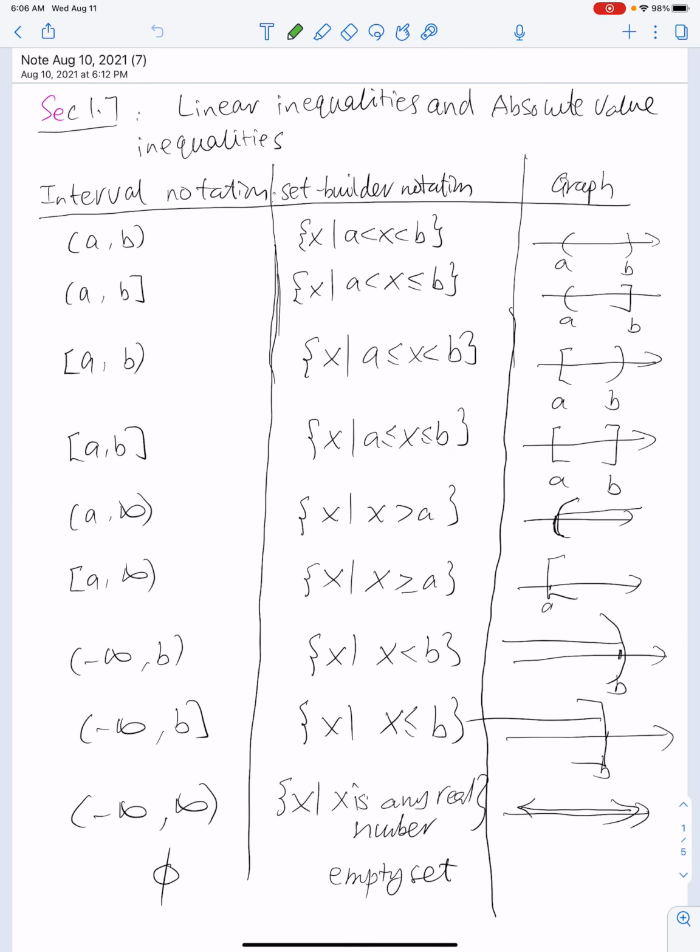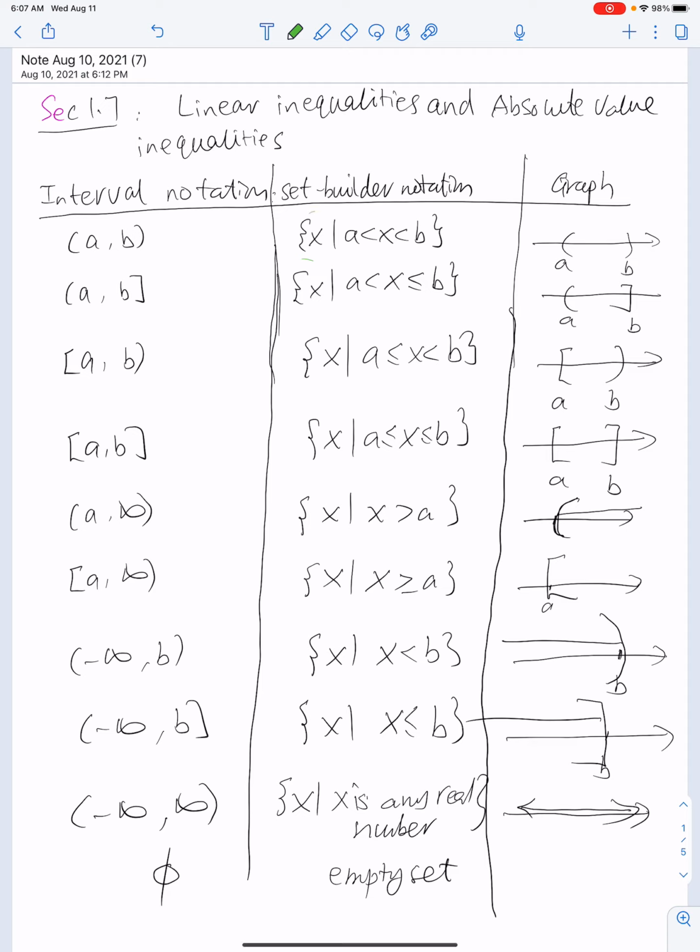Okay, today we will continue to talk about section 1.7, linear inequalities and absolute value inequalities. Before we talk about this, we want to review the interval notation, set builder notation, and graph notations. So the interval notation, if we have an interval (a, b), what does this mean? It also means a less than x less than b, all the values.